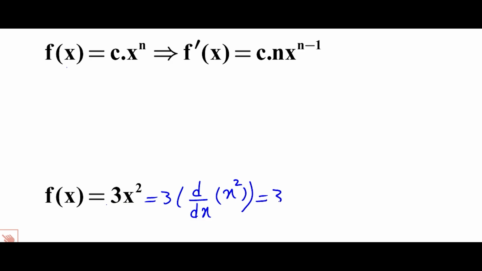Okay, so we have 3 times the derivative of x squared according to this formula. Bring down the 2 to the front, so we have 2x, then reduce that power by 1. 2 minus 1, so we have 3 times 2 is equal to 6, x to the power of 1, 6x.